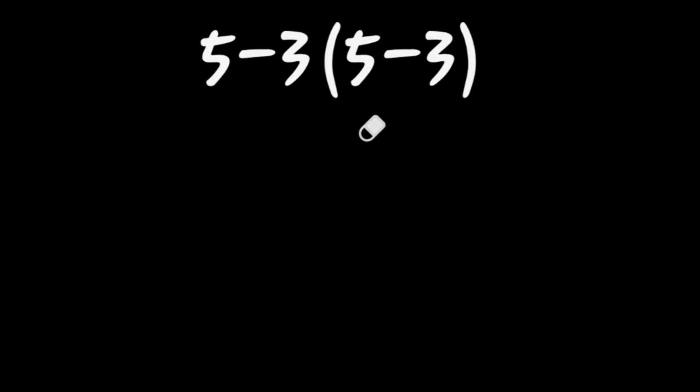In today's lesson, we are solving 5 minus 3(5 minus 3). Now, this type of problem can confuse a lot of students because we have brackets and multiplication implied. But don't worry, we'll carefully follow the order of operations, also called PEMDAS.